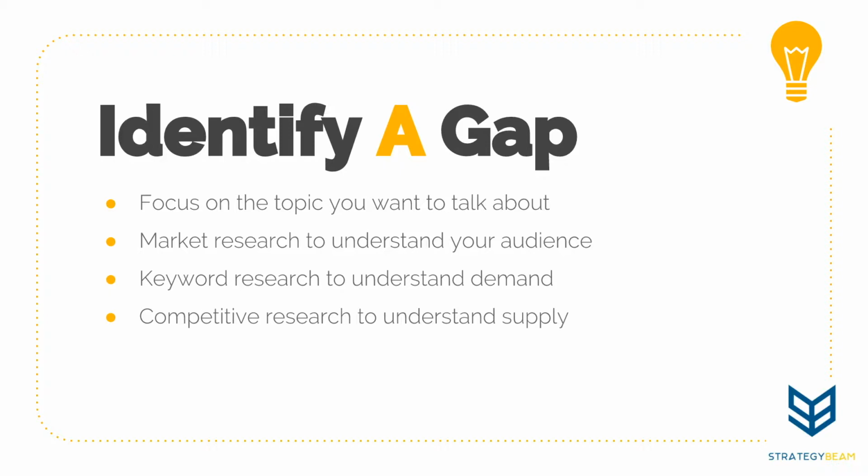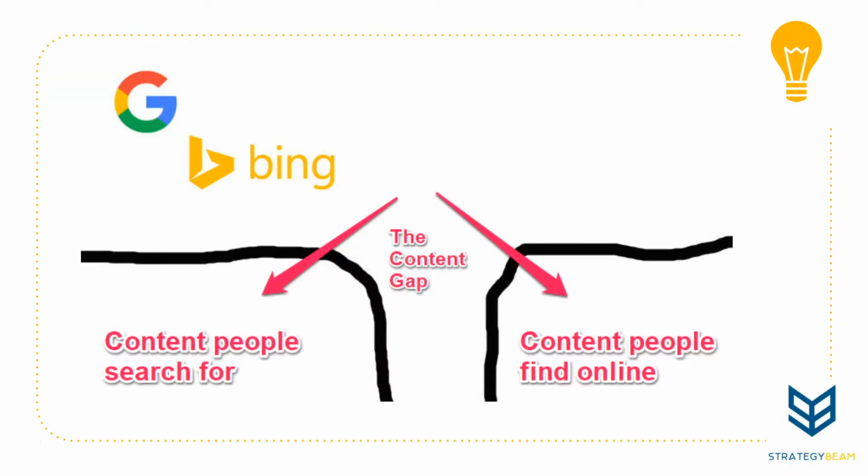The second part is doing market research to understand your audience, and then keyword research to understand demand, and then competitive research to understand supply. So really it's a lot like basic economics, supply and demand. Market research is understanding your audience, the demand, and then with keywords, that shows user intent, and then competitive research shows the current supply that's out there and understanding how your market and your competitors are working.